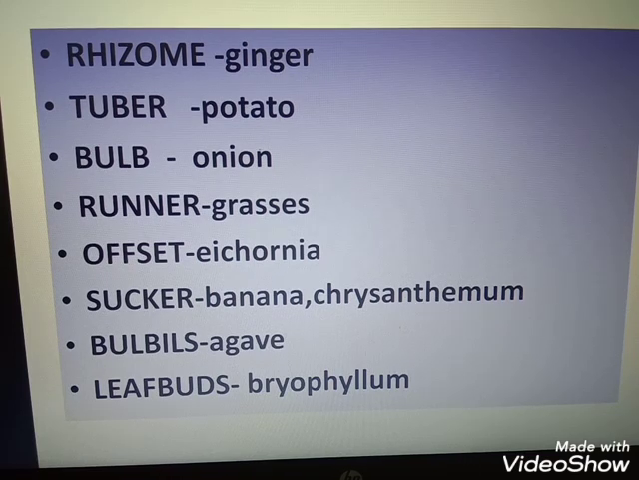Then the next category is sucker. It originates from the basal stem of the parent plant. Suppose the basal stem of the parent plant just turns or shifts to the soil. From the soil, parallel to that portion, new roots will be forming. This type of vegetative propagation is sucker. It commonly occurs in banana, pineapple, and chrysanthemum.